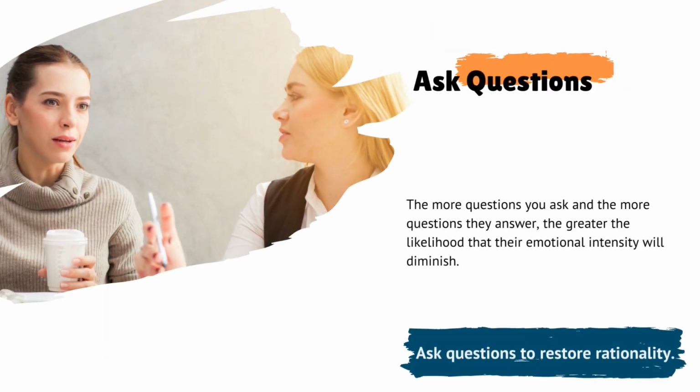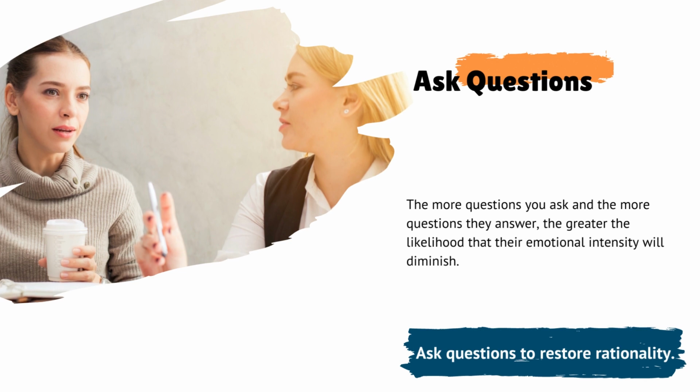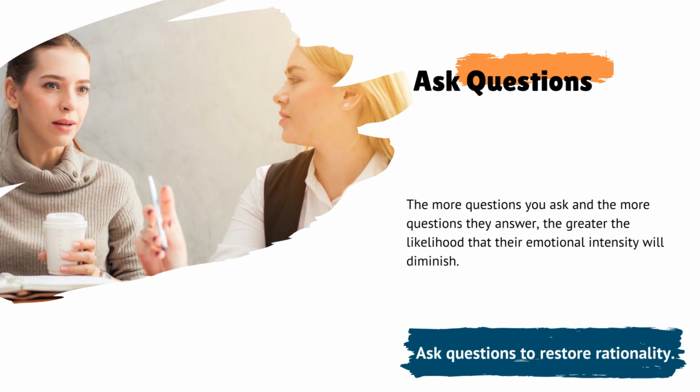Ask questions. If an emotional person has enough presence of mind to answer your questions, the thinking required to answer your questions physiologically moves them out of the emotional center of the brain and into the logical, rational functioning regions of the brain. The more questions you ask and the more questions they answer, the greater the likelihood that their emotional intensity will diminish. Ask questions to restore rationality.